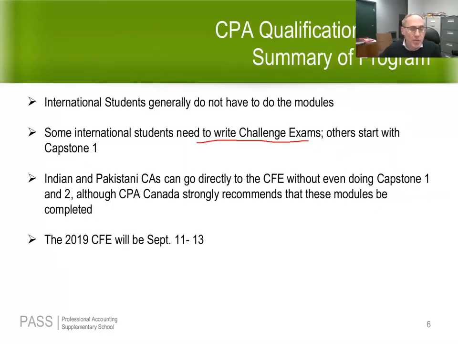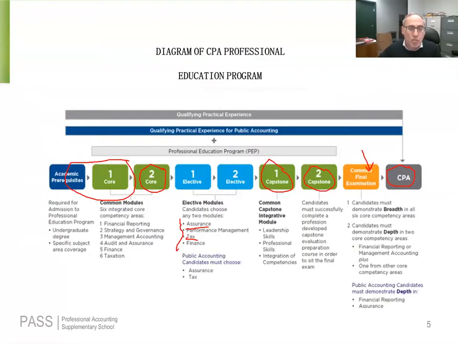The good news is, if you're from India or Pakistan, then you don't have to do any of these 4 modules. You don't have to do Core 1 or Core 2 or the electives. So if you're from India or Pakistan, you're exempt from all of these modules. Now, what about Capstone 1 and Capstone 2?